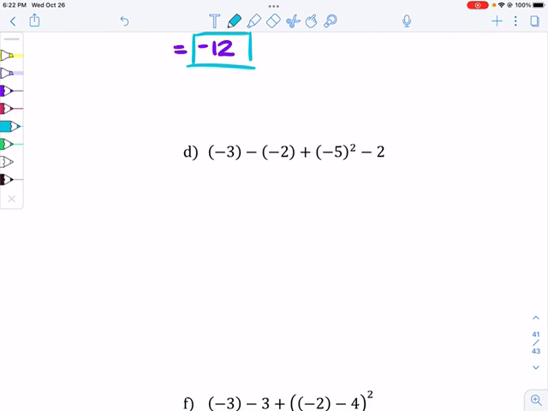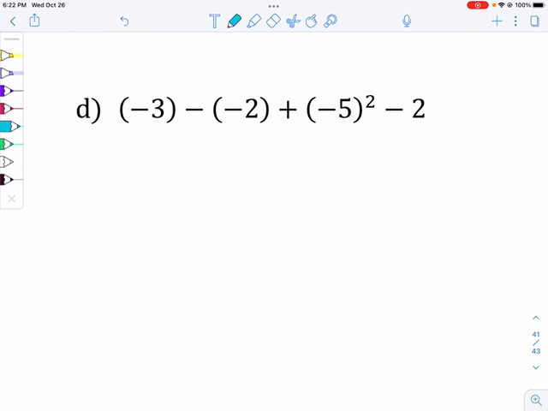Example D. So again, we have exponents being our first step. I'm also going to look at this double sign and simplify that as well. I know that a minus, a negative, is the equivalent as a plus sign. So I'm not only going to tackle that negative 5 all to the power of 2, but I'm also going to tackle that double sign.